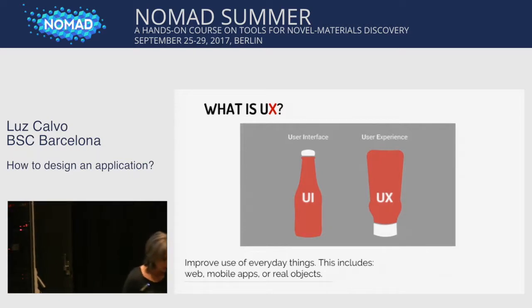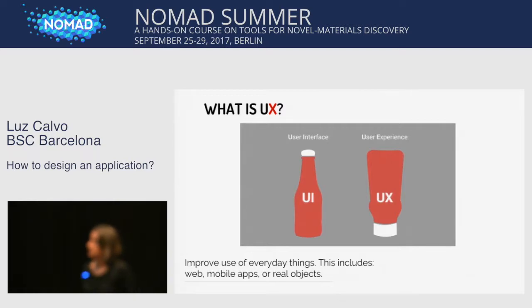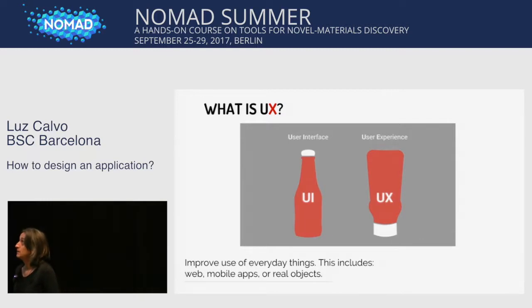This is a good example to understand the difference between user interface and user experience, UI and UX. On the left side, we have everything we need to interact with the product. We have the bottle, we have the cup, we have the ketchup. But on the right side, we have something added. We have changed the position of the bottle. Now we need fewer smacks on the bottom of the bottle, so we can get the product out easily. So we can say that we have improved the user experience.